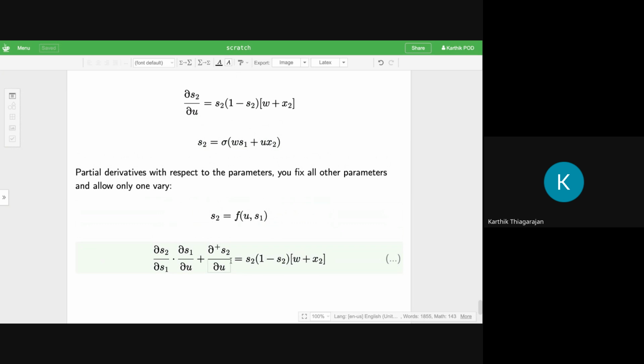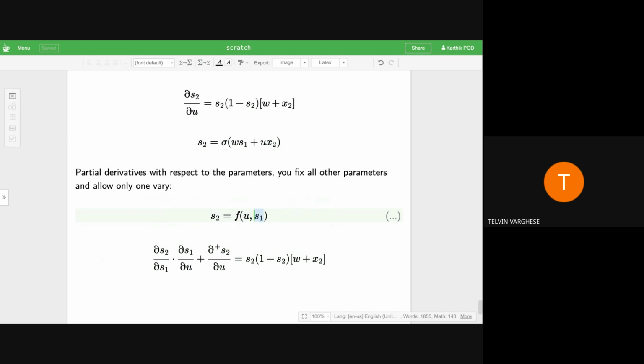You are treating S2 as a function of, so S2 is now treated as a function of two independent variables, U and S1. Yeah, that I understood. And we want to actually calculate based on U, but S1 is interfering in this case. So we have to differentiate in both the ways. So we are first differentiating for the whole term sigma first. Then we are getting S2 into 1 minus S2. That one I understood.